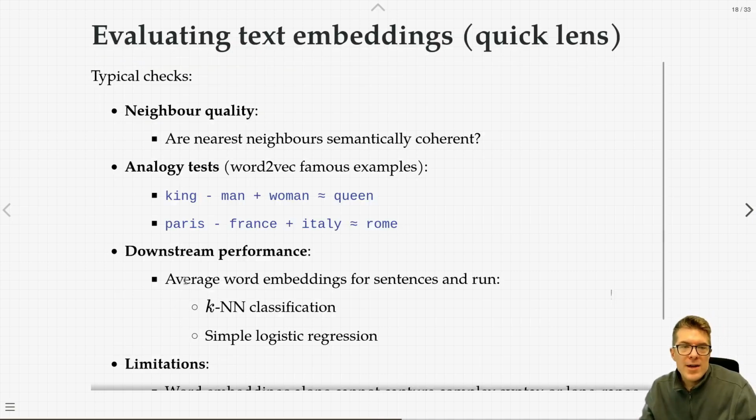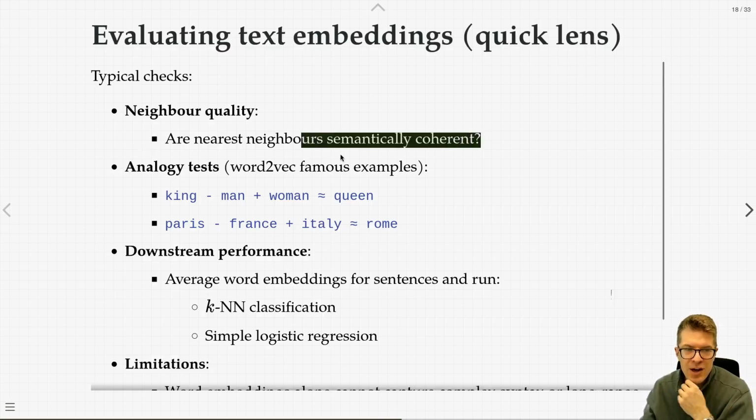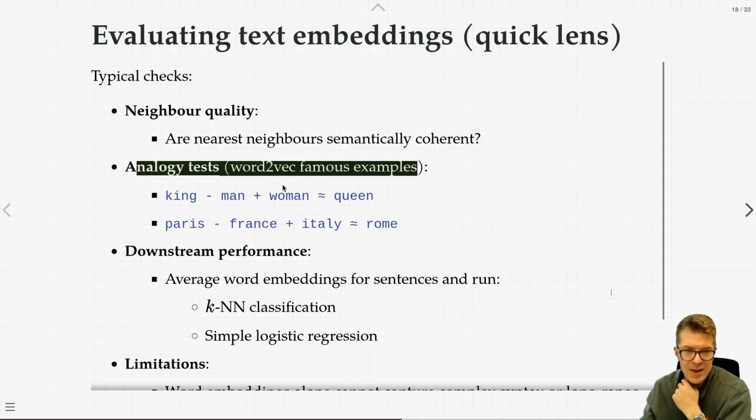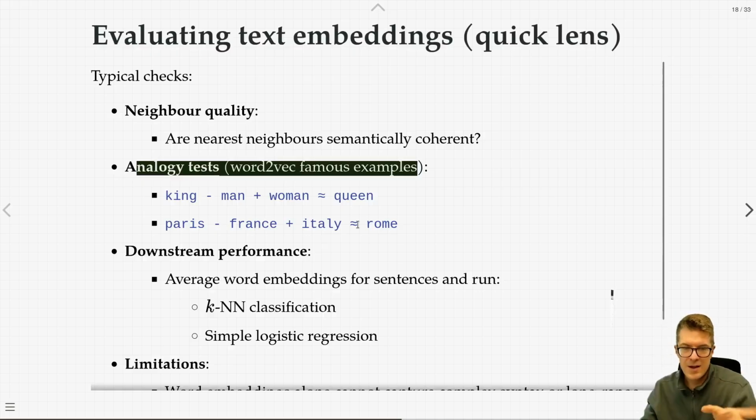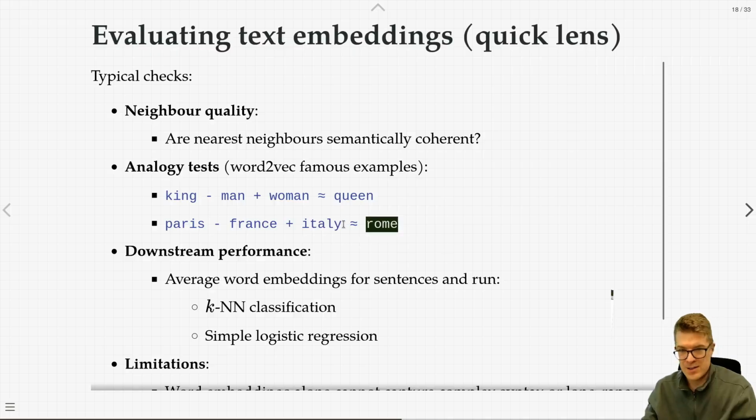So how do we evaluate text embeddings? Well, we can do nearest neighbors. Are they semantically coherent or not? This requires a little bit of subjectivity. We can do analogy tests, like I did a moment ago. So we talked about king minus man plus woman, but also Paris minus France: the embedding for Paris minus the embedding for France plus the embedding for Italy is really close to the word Rome. And this is what we expect because Rome is the capital of Italy and Paris is the capital of France.